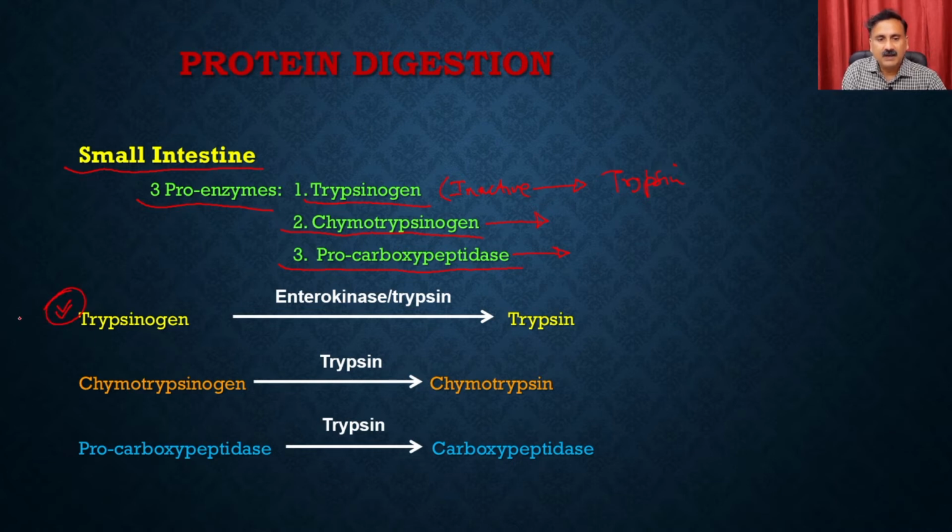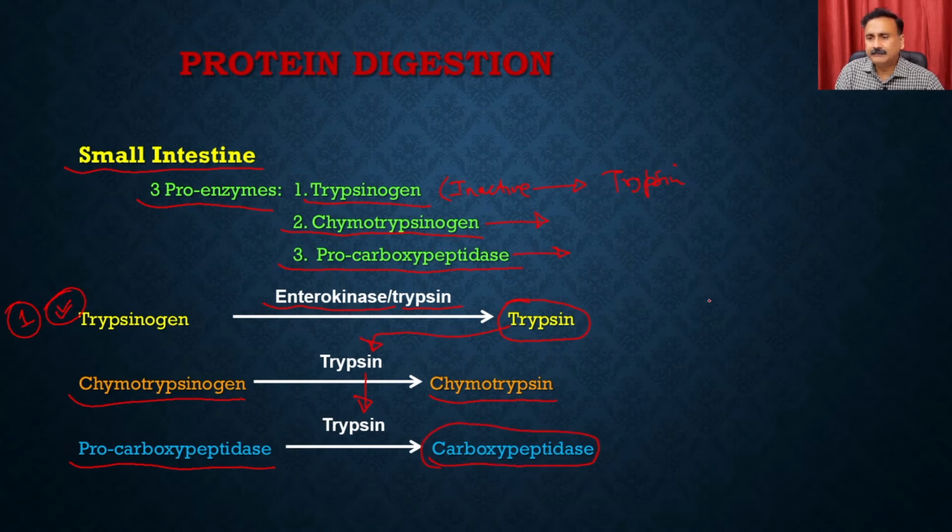So first, the trypsinogen is going to be activated. You have the enterokinase, which is also a protease, and in combination with the residual trypsin it is going to activate the trypsin within the small intestine. Similarly, this trypsin that is present is going to activate the chymotrypsinogen, and it is going to form the chymotrypsin. Then we have the procarboxypeptidase, which is also activated by the trypsin, and it is going to form the carboxypeptidase.